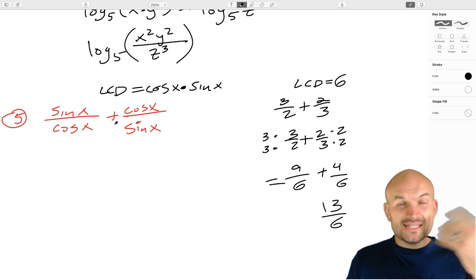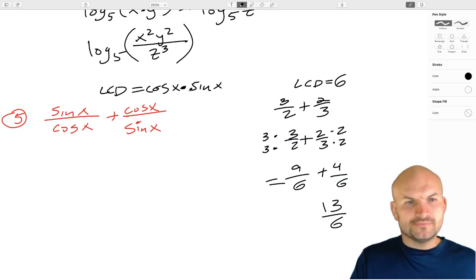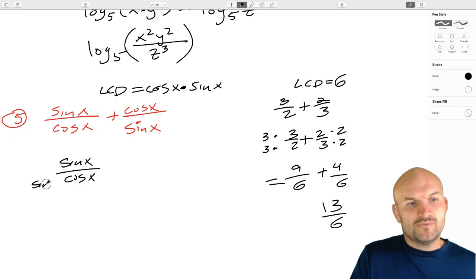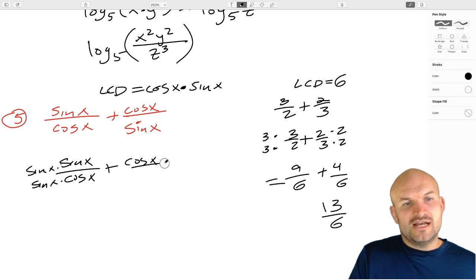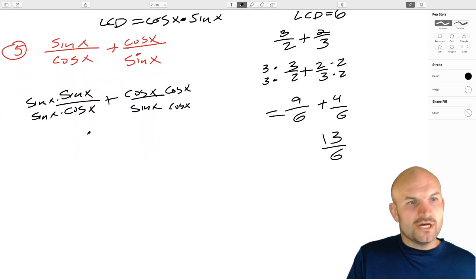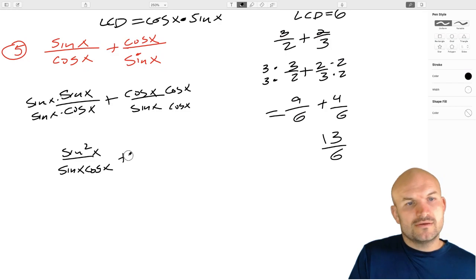So now that we have identified our LCD, now we just need to obtain the common denominators. On the left-hand side, we're just going to multiply a sine of x times a sine of x, plus a cosine of x over a sine of x, so that'd be a cosine of x. So on this left-hand side, we get a sine squared of x over a sine of x cosine of x, plus a cosine squared of x all over a sine of x cosine of x. All right.